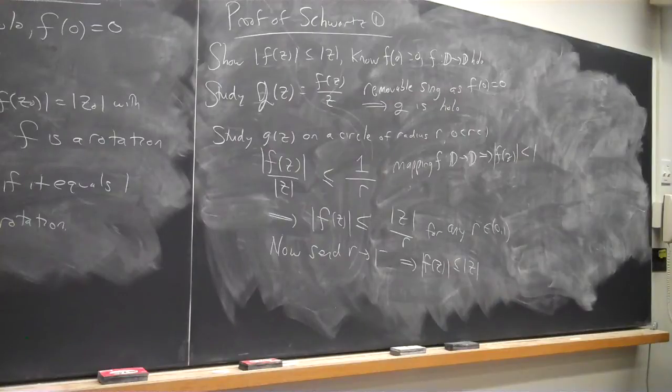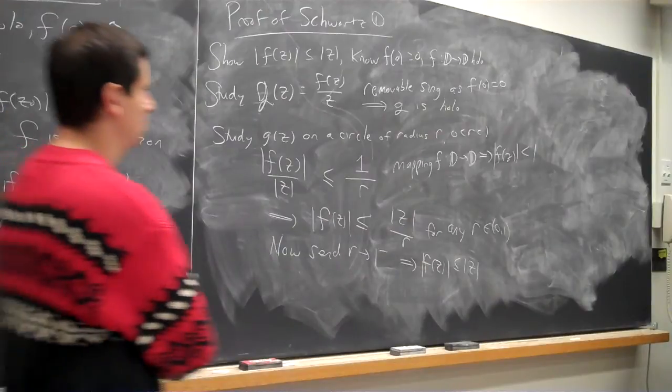So what we want to do now is Schwarz 2: if there's some point z naught where f(z naught) and z naught have the same absolute value, then f has to be a rotation.